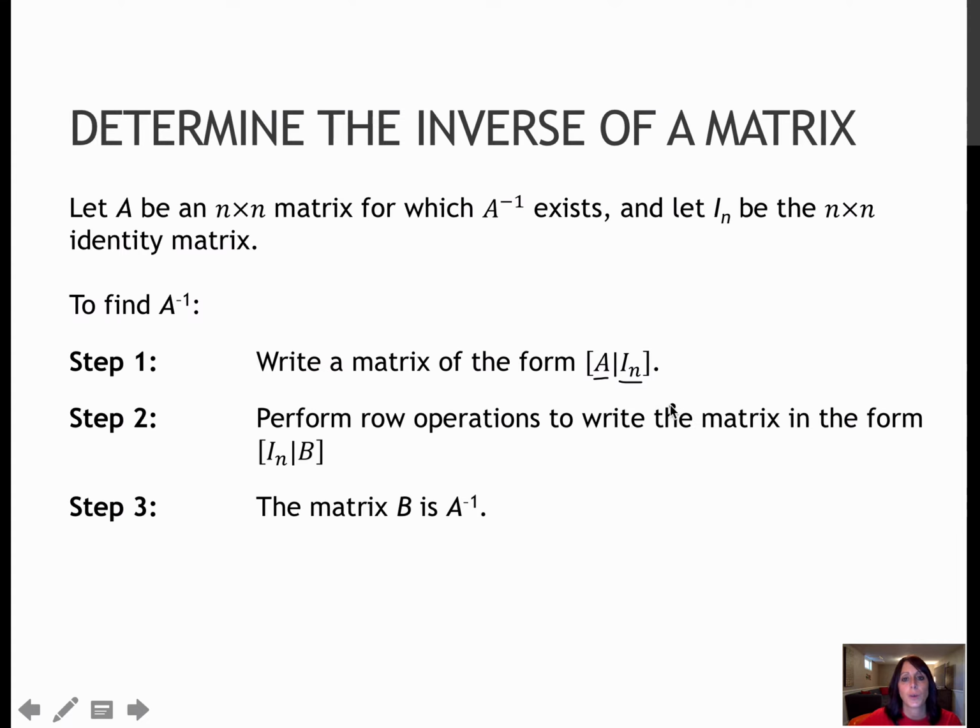They have to be square matrices. If it's a 2 by 2, the identity matrix is 1, 0, 0, 1. If it's a 3 by 3, remember the identity matrix has 1s in the diagonals and everything else is zeros. Then we're going to perform row operations to get it in the form so that the left side is now the identity matrix and the right side is not going to be A, it's going to be something else. That something else will be the inverse of matrix A.